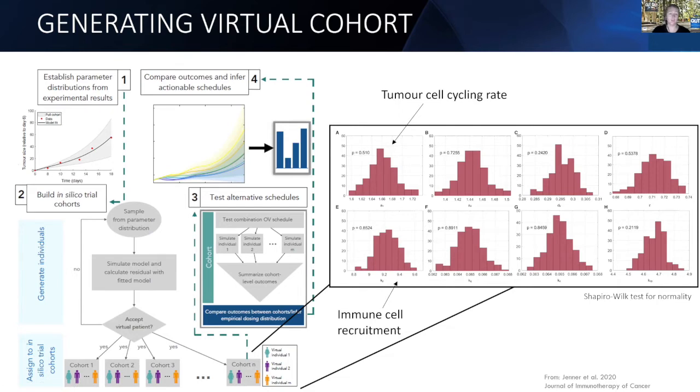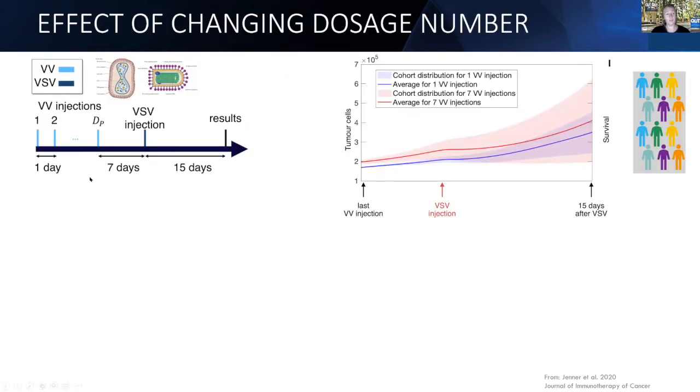How many injections of the vaccinia or VV virus should we be giving? So we considered that there was a possible number of injections, and we thought that it should just be 7. So a total possible number of VV injections of 7, with our VSV virus given 7 days later. And here what I'm plotting is what the cohort's tumor cell number over time looks like under these 2 different treatments. Either a single dose of VV, so you can see that in blue here, the mean and standard deviation, or 7 injections of VV. So you can see that as a red line for the mean, and standard deviation is in red as well.